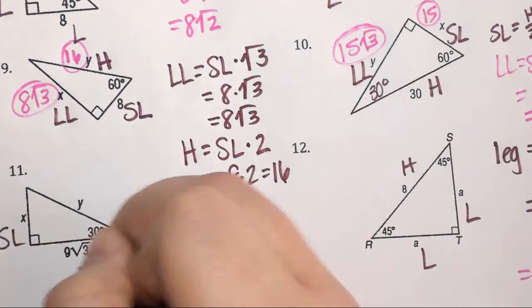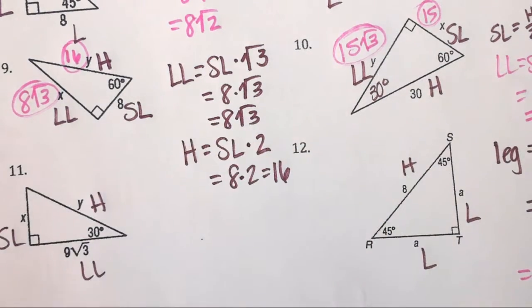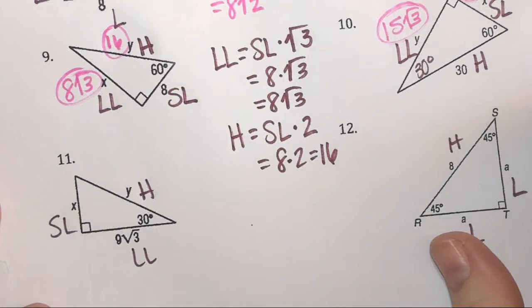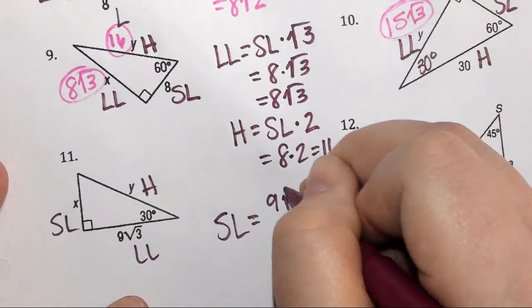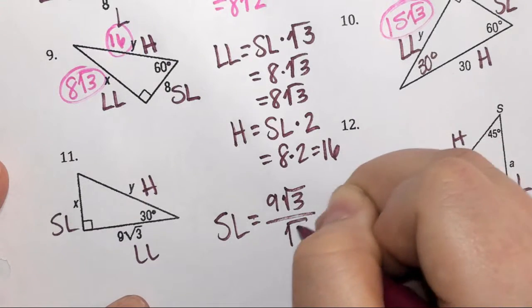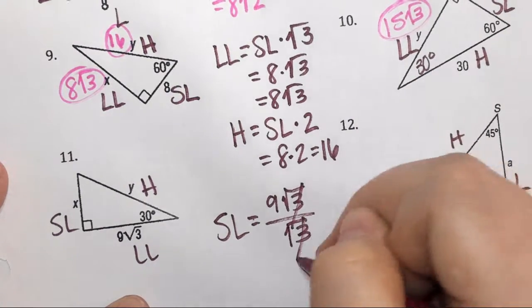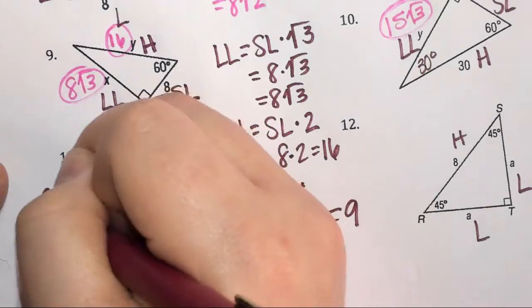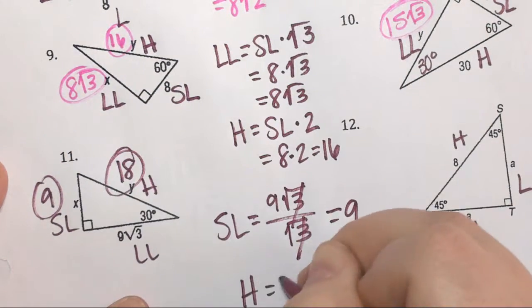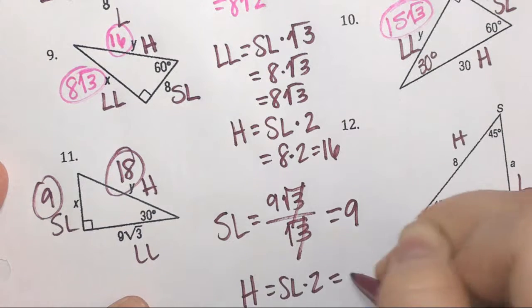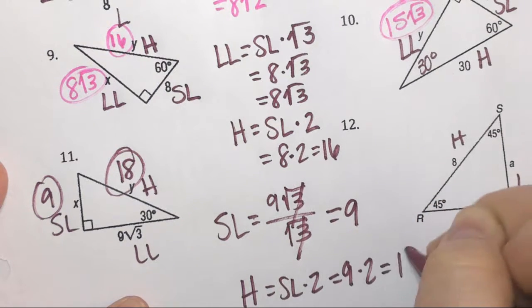Short leg, long leg, hypotenuse. They gave me the long leg, so to find the short leg, I take my long leg and I divide by the square root of 3. They cancel out, so the short leg's just 9, and the hypotenuse is 2 times that, so 18. If you want to write stuff out, that's fine. I don't care.